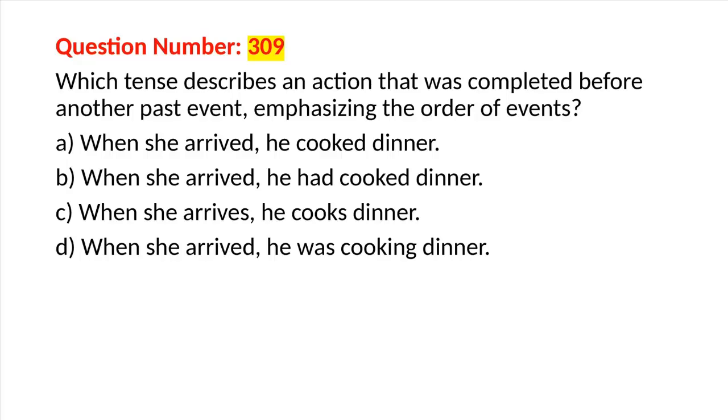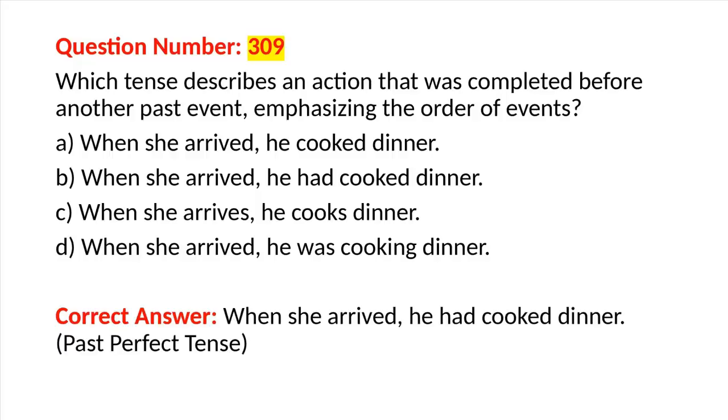Question number 309. Which tense describes an action that was completed before another past event, emphasizing the order of events? A. When she arrived, he cooked dinner. B. When she arrived, he had cooked dinner. C. When she arrives, he cooks dinner. D. When she arrived, he was cooking dinner. Correct answer, when she arrived, he had cooked dinner. Past perfect tense.